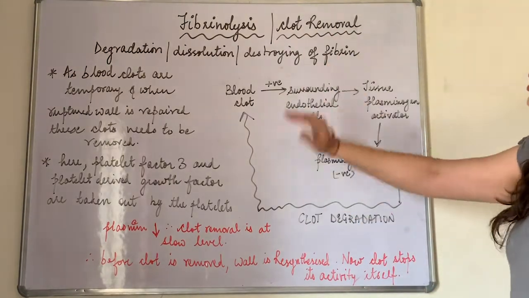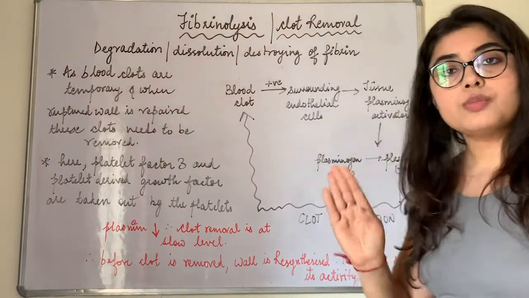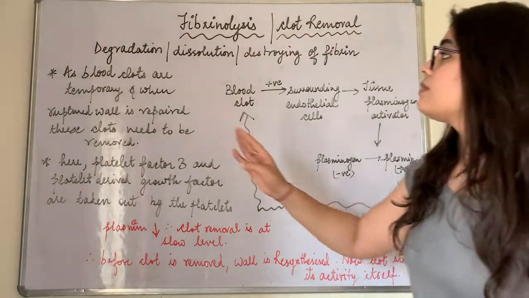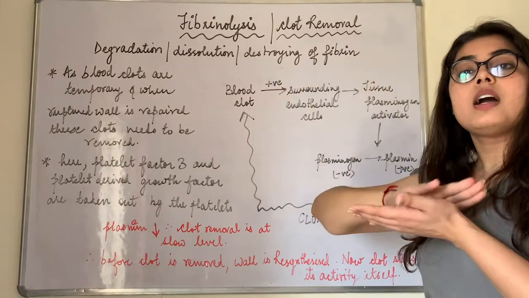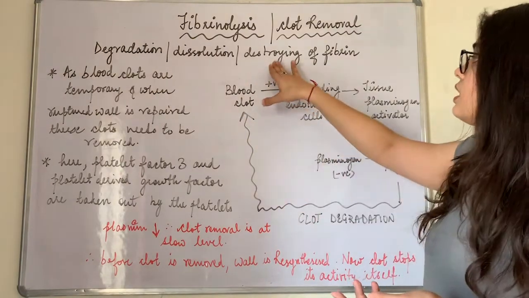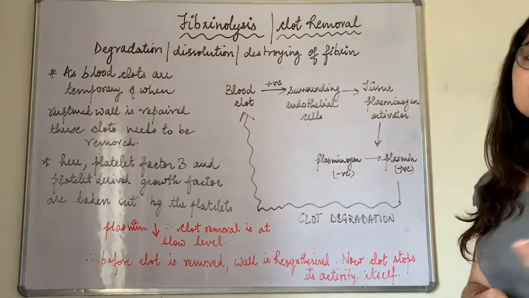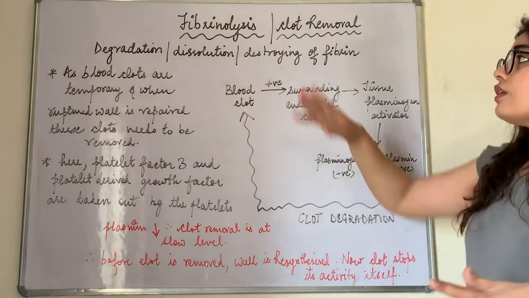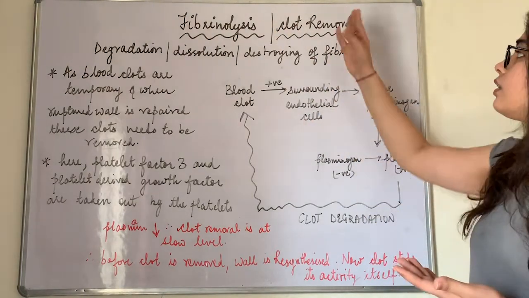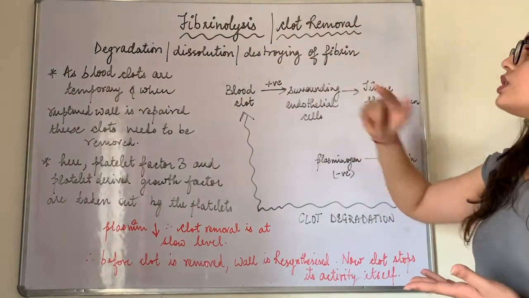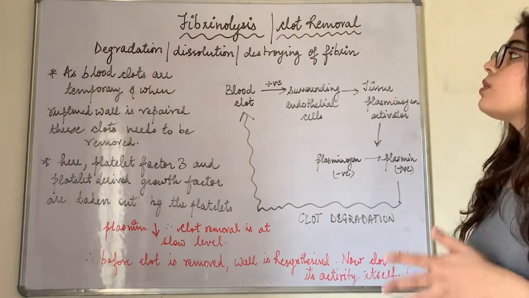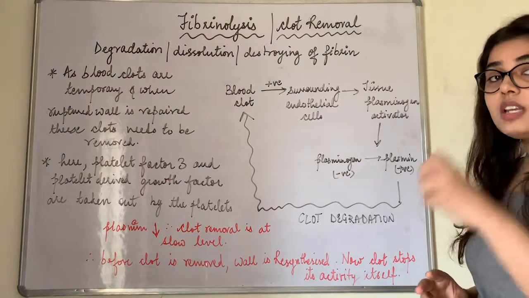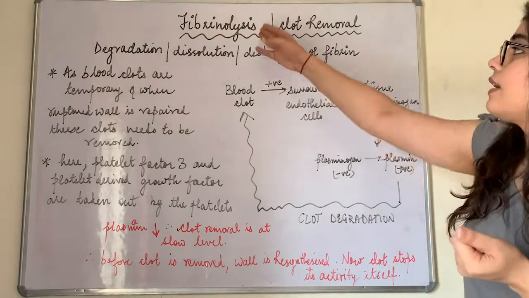Fibrinolysis is also called clot removal, as you can see written here. The other names are degradation, or you can say dissolution. Dissolution means to end, to dissolve, and destroying of fibrin. So there are three or four names you can say: fibrinolysis, clot removal, degradation, dissolution, and destroying of fibrin. These are the various names which are given to it. We can call it by any name, but the major scientific name that people nowadays are using is fibrinolysis.